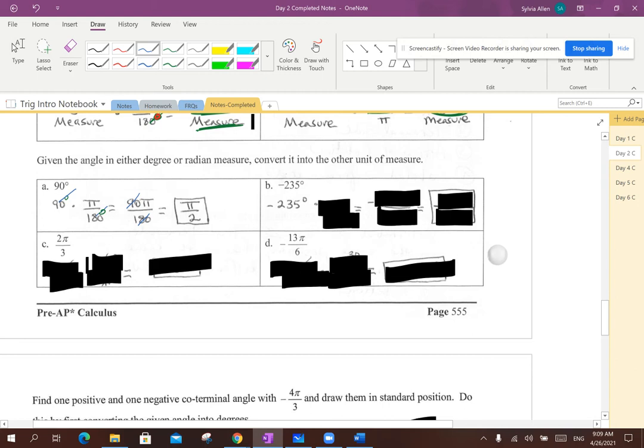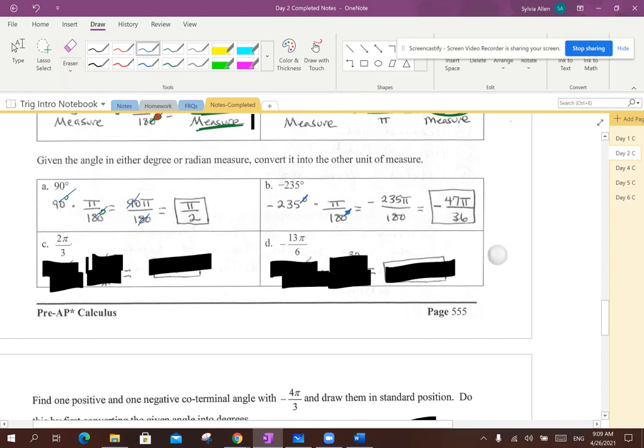All right, so negative 235. Remember, I want to cancel out the degree. So degrees have to be on the bottom. And so I cancel that out. And then now I just simply reduce.